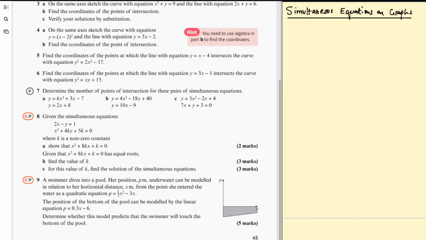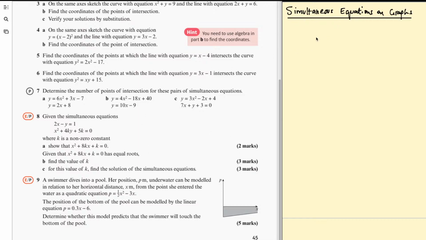In this session, I want to go back and finish simultaneous equations on graphs, the section that we did in a previous session that we didn't quite finish off. So I just want to go back to this section, finish off these few questions here, and then if I get time, I'll move on to quadratic inequalities.